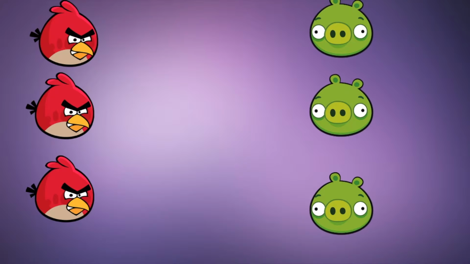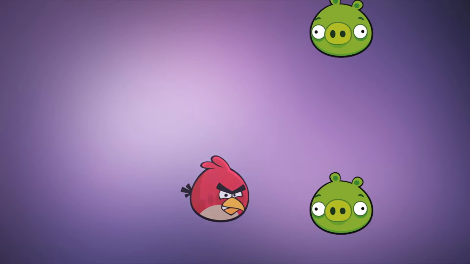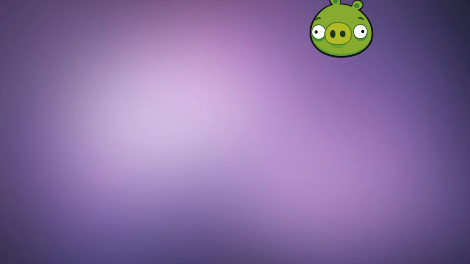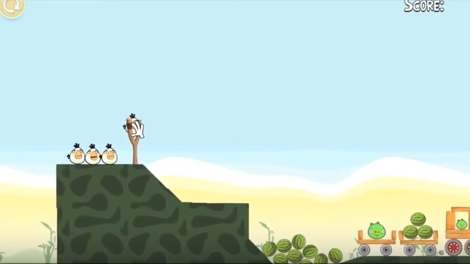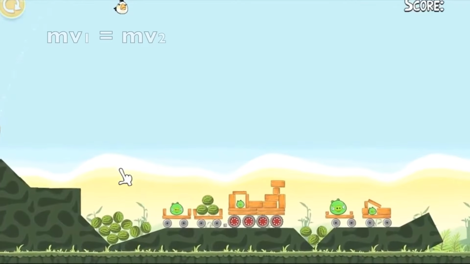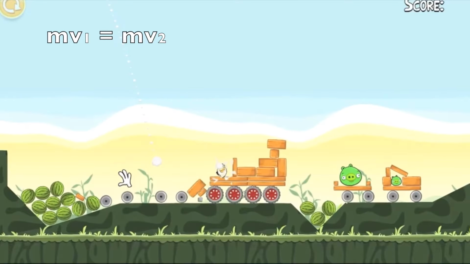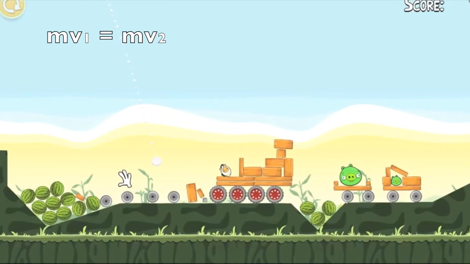Now let's say you have 3 red birds, one that travels slowly, one that travels at a moderate pace, and one that travels quickly. The bird that travels quickly will have the largest momentum because given a constant mass, it has the largest velocity. An important topic that applies to Angry Birds is the law of conservation of momentum, which states that in an isolated system, momentum is preserved before and after a collision or separation.